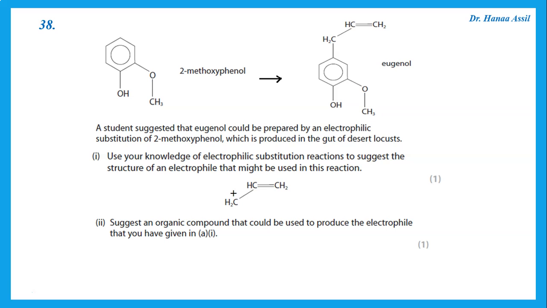Suggest an organic compound that could be used to produce the electrophile. How do we get this? We said we have a chlorine bonded to that carbon so that the aluminum chloride can remove it and form a positive charge on that carbon.